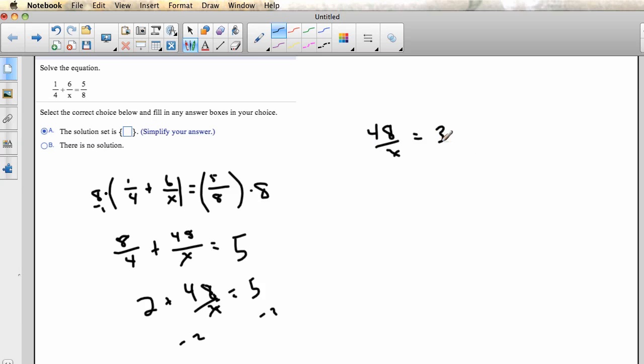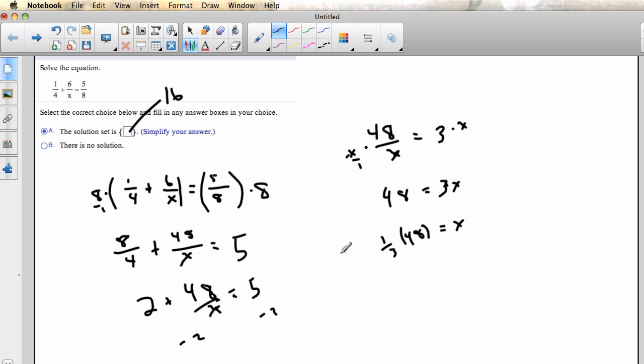So now I have a very simple equation, and I can just multiply both sides of this by x. This is x over 1 times 48 over x, so those x's are going to cancel out. I'll have 48 on the left-hand side, and I have 3 times x on the right-hand side. And so my last step could be divide by 3 or multiply by a third, however you like to think about it. So I need to know what a third of 48 is. That'll be the same thing as x. And a third of 48 is just 16.